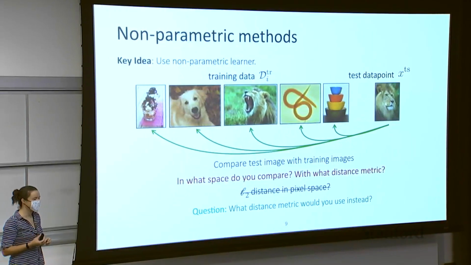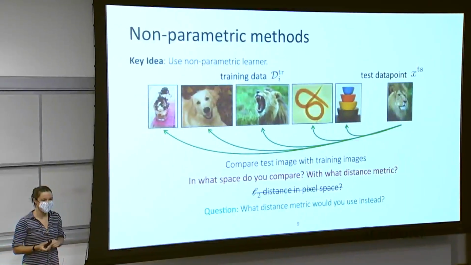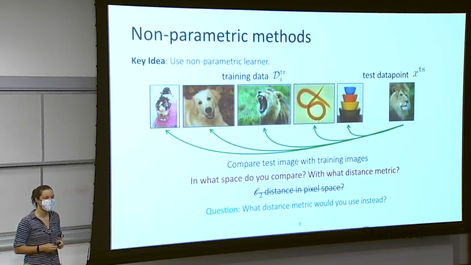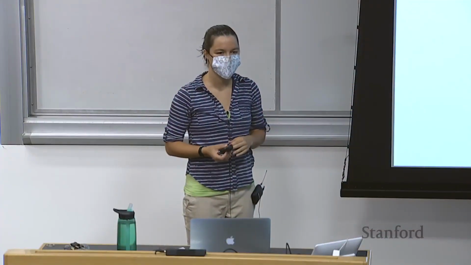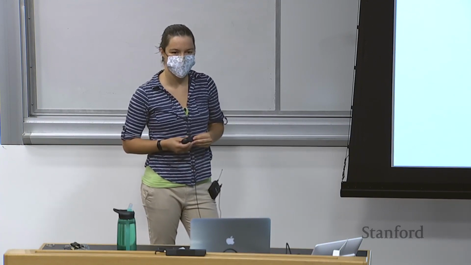Does anyone have any ideas for distance metrics that we might use instead? Yeah? We could train a model on ImageNet, and then use features from a model trained on ImageNet. Any other ideas? Yeah? Train a self-supervised model. You could also use a model that was trained in a self-supervised way instead of one trained in a supervised way. Any other thoughts?